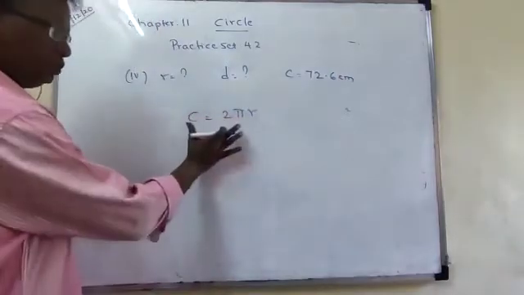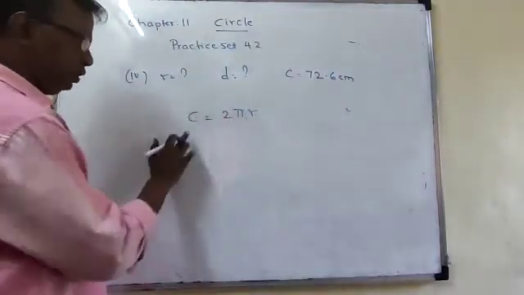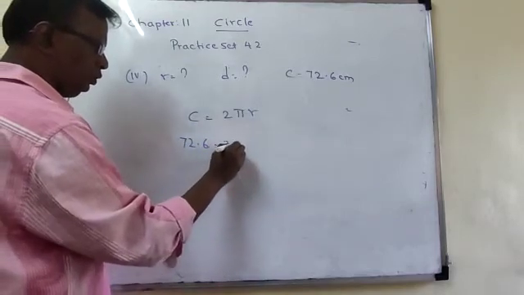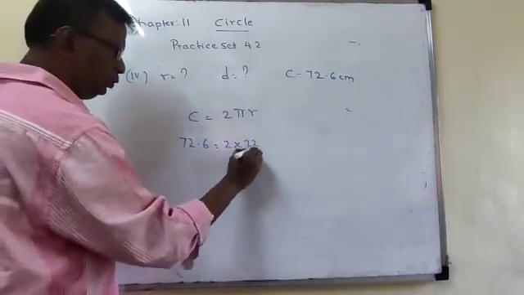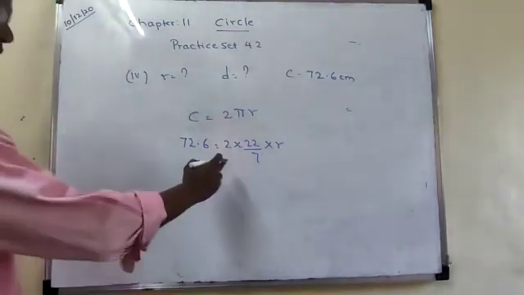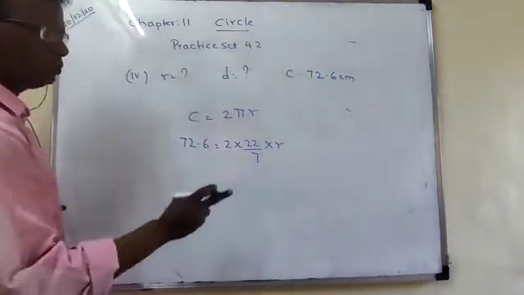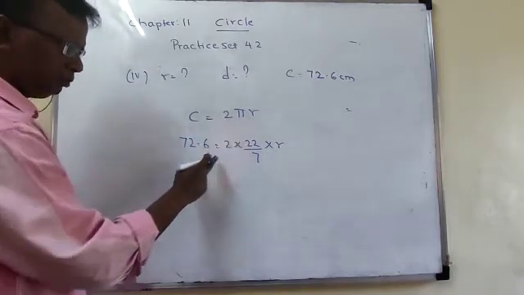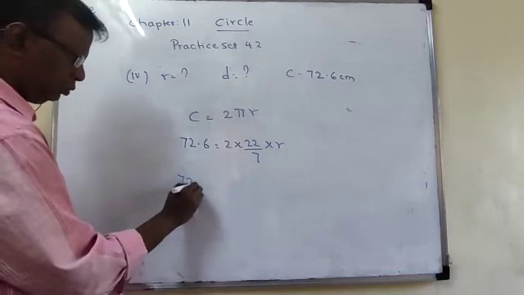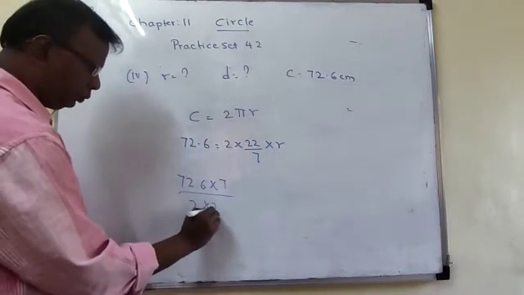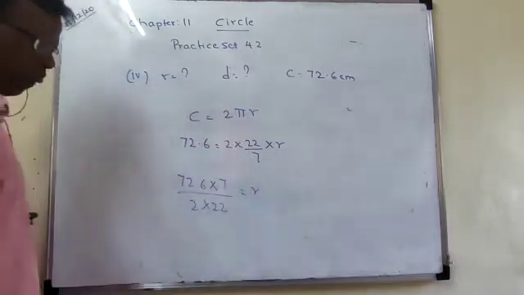Okay. So you have to use the same formula. C is equal to 2 pi r. What is C given? 72.6 is equal to 2 into 22 upon 7 into r. Any cancellation? No. So cross multiply. What is the meaning of cross multiply? The denominator will go to the numerator and the numerator will come to the denominator. So 72.6 into 7 upon 2 into 22 is equal to r.